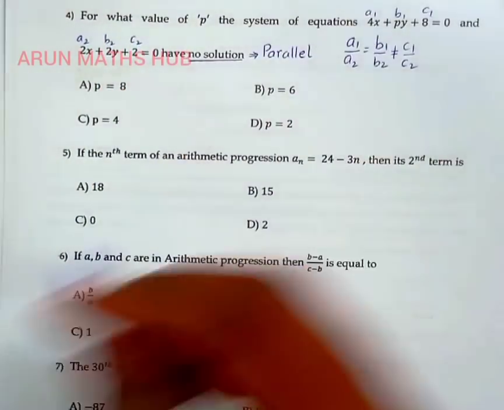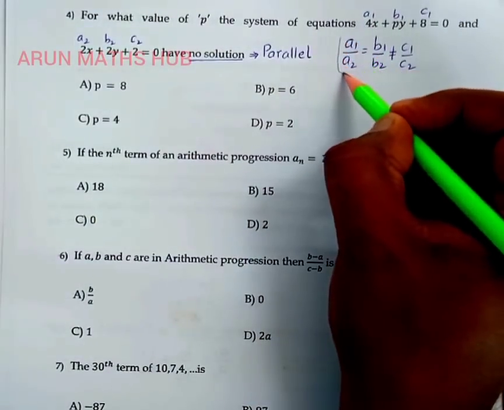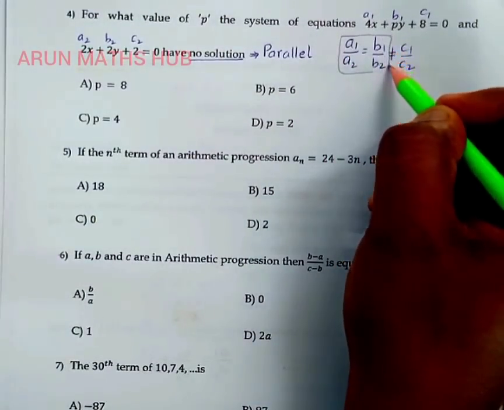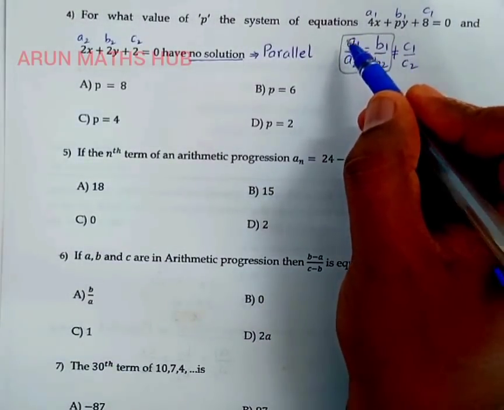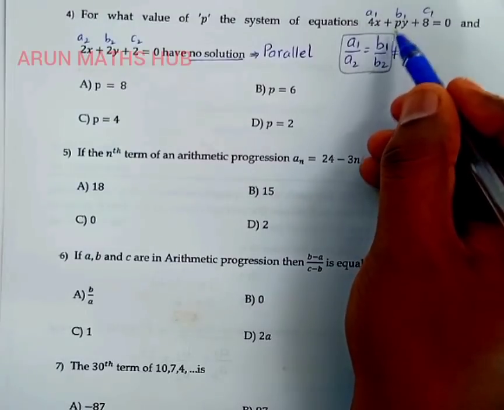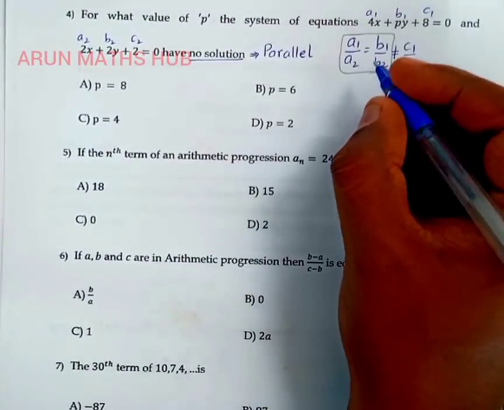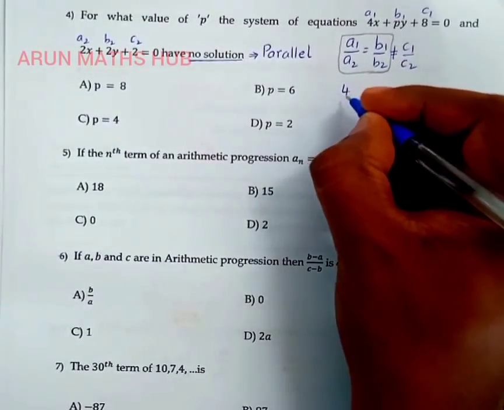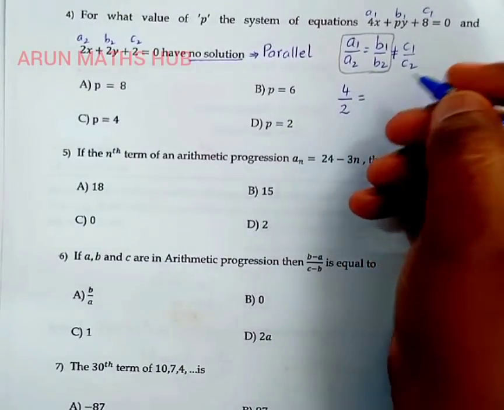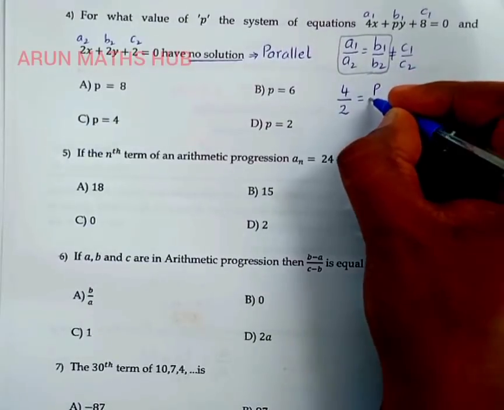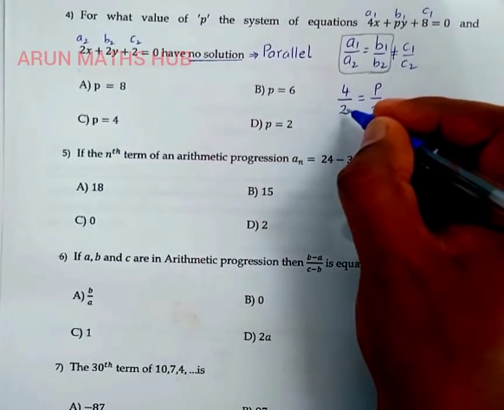Now we'll take the ratio a1 by a2 equals b1 by b2. What is the a1 value? a1 is 4 and a2 is 2. b1 is p, b2 is 2. Why do we need to take only this ratio? Because the p value will be in the ratio b1 by b2. Therefore, take the ratio a1 by a2 is equal to b1 by b2.